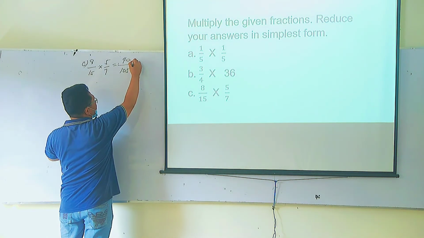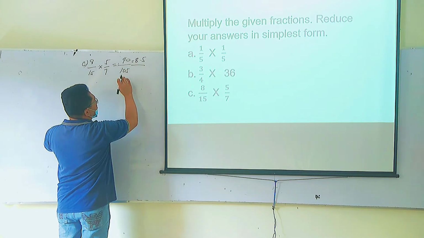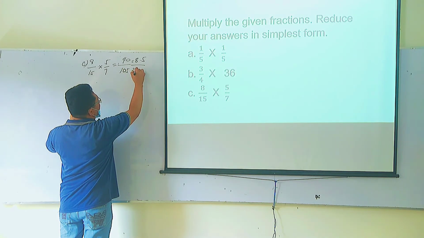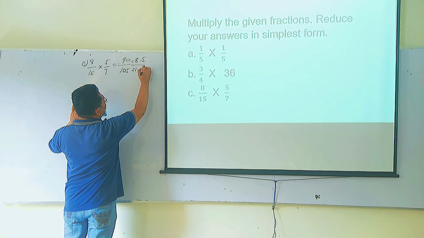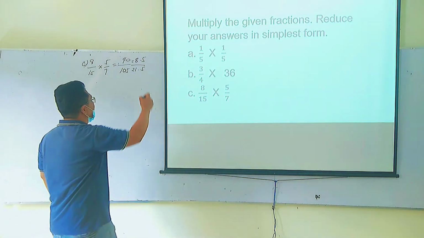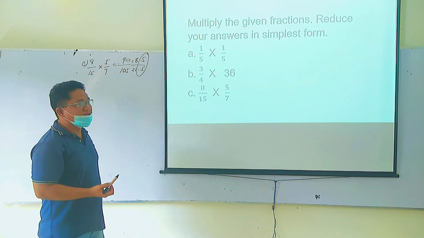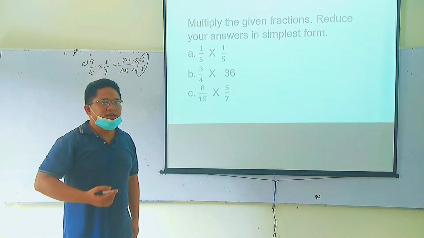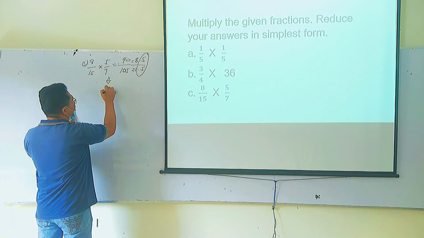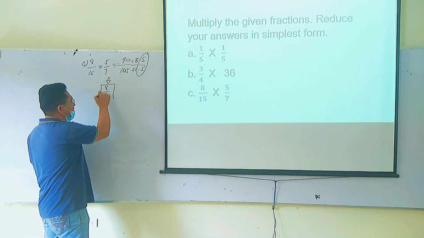So that means this is 8 times 5, and 105 is 21 times 5. So their common factor is 5. Therefore, if you take this out, 8 and 21 is the simplest form. So our answer is 8 over 21. Can it be factored further? No. So that's our final answer.